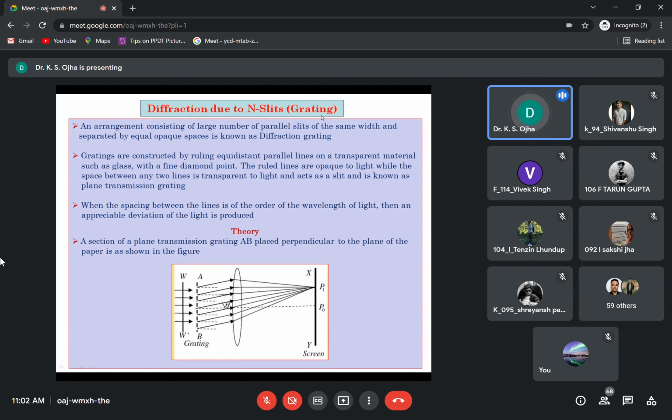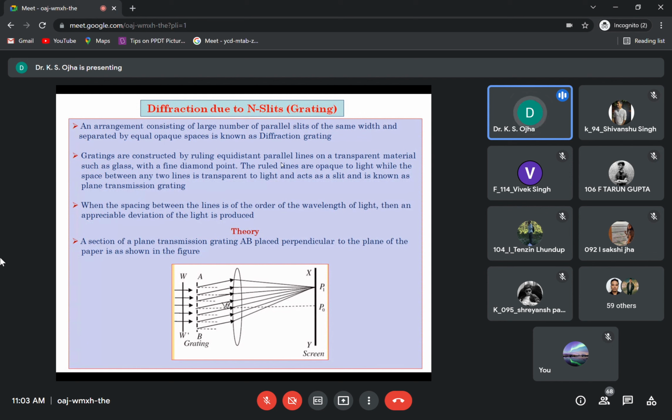So first thing, what is the grating? Grating is the arrangement of n parallel slits having the same width and separated by the same equal opaque distances. Suppose you want to draw a grating on a plain simple glass plate. We will take a diamond cutter and, using the diamond cutter, you will draw n parallel lines on that glass plate of equal width.